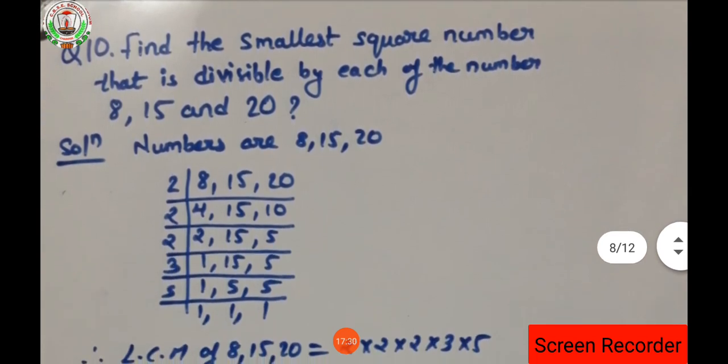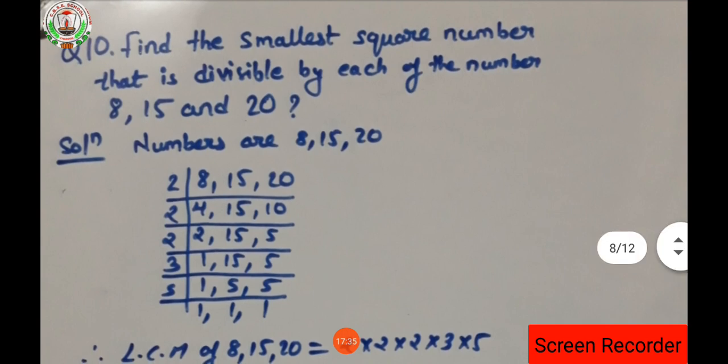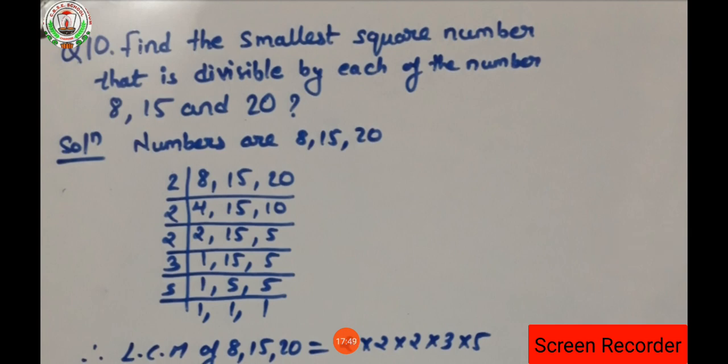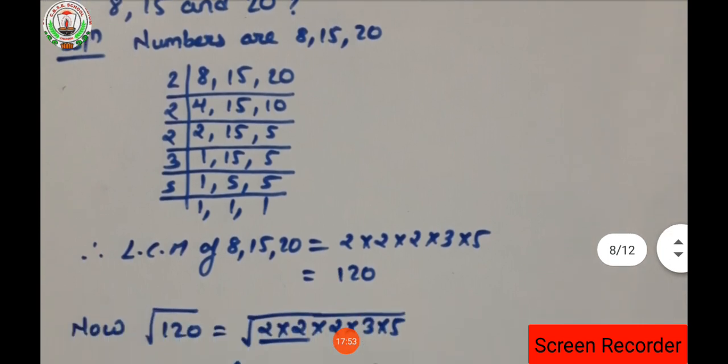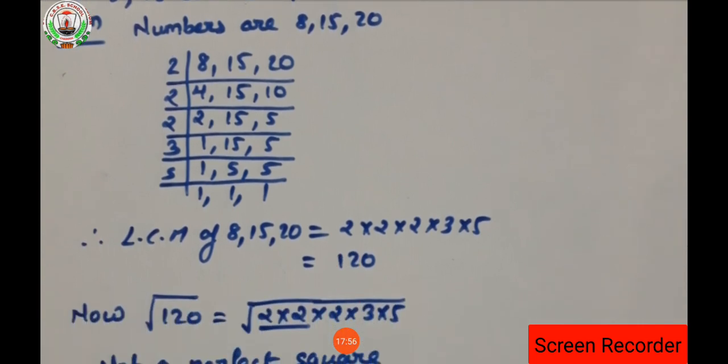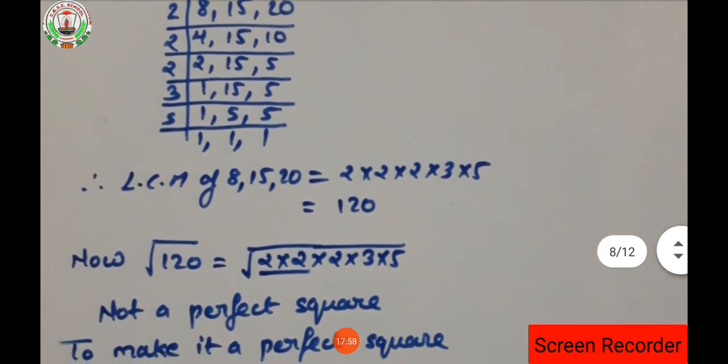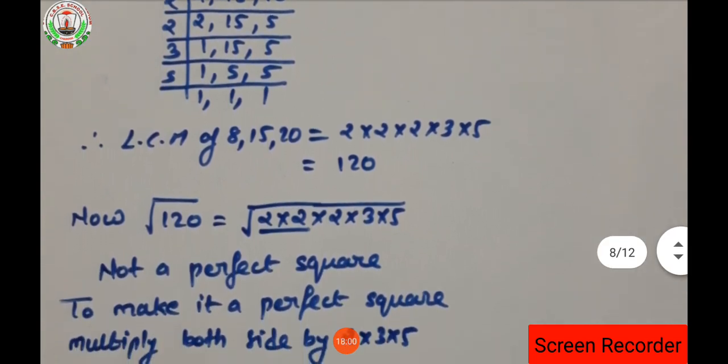Similarly, this is just the same as question number 9. Same, no difference is there. Only the numbers are changed. Find the smallest square number that is divisible by each of the numbers 8, 15 and 20. So the numbers are 8, 15 and 20. What you have to do? You have to find the LCM of 8, 15 and 20. As you know very well how to find the LCM, what will be the LCM of 8, 15 and 20? That is 120. Okay.